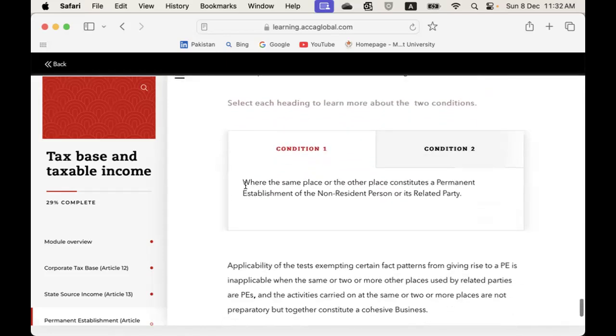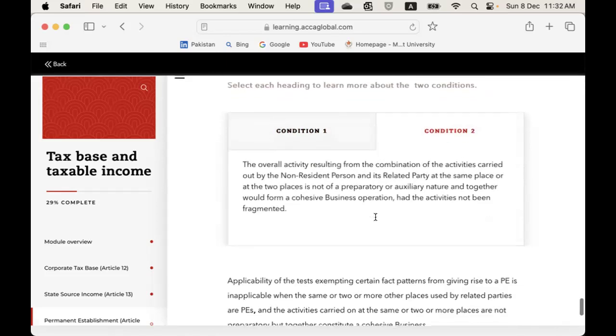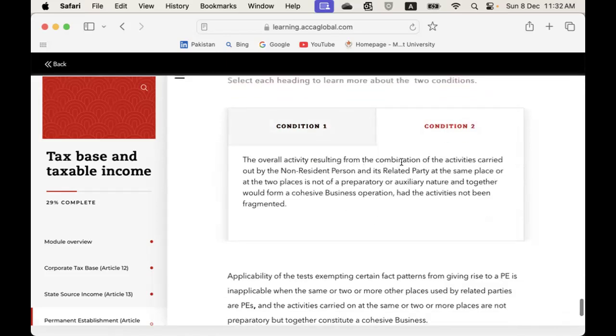So the two conditions were identified: where the same place or that other place is already a permanent establishment. And the second was the overall activity resulting from the combination of the activities carried on. This is the boat and pedal rule, carried out by the non-resident person and its related party at the same place or two different places. Together, it will no longer be preparatory or auxiliary nature.